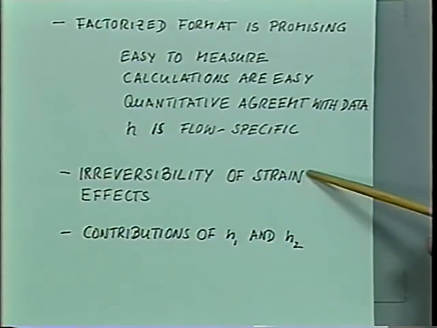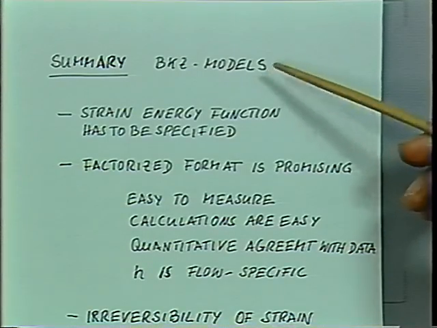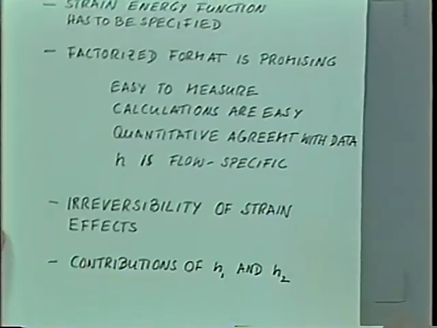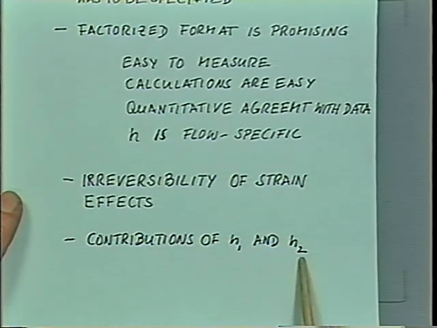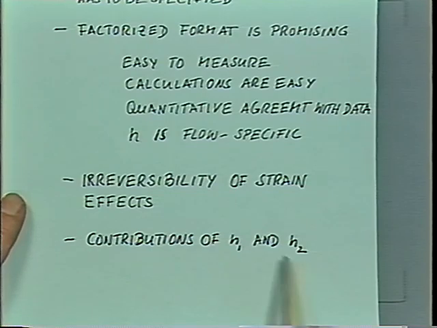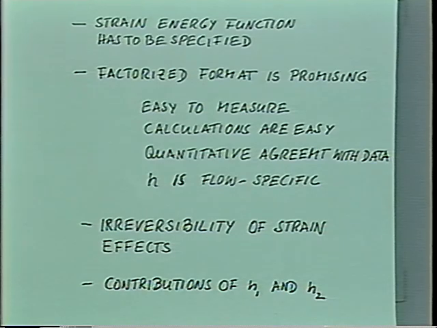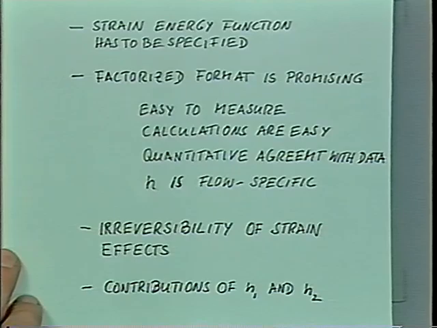The irreversibility assumption has to be introduced into the BKZ model. This has not been realized by the original authors. It was a nice contribution of Wagner. And we also would like to know the contributions from the Finger strain tensor and the Cauchy strain tensor. Probably do additional experiments, see how we would split this function into its two contributions, and then have more versatility in modeling the second normal stress difference, for instance, or some extensional flow behavior which requires both of those functions.